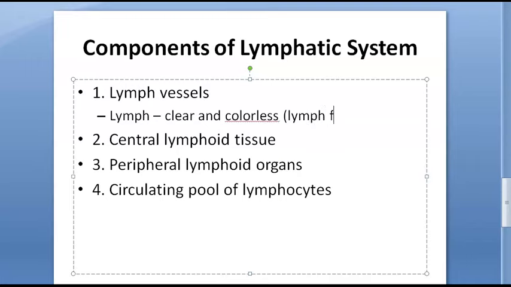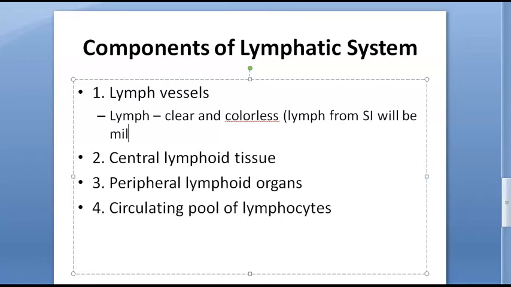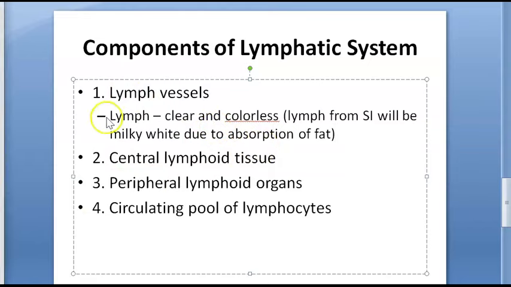Lymph from small intestine will be milky white due to absorption of fat. Okay. So basically, what else you should know? The intestinal milky lymph is called chyle. This one, which is from the small intestine, that is called as chyle.